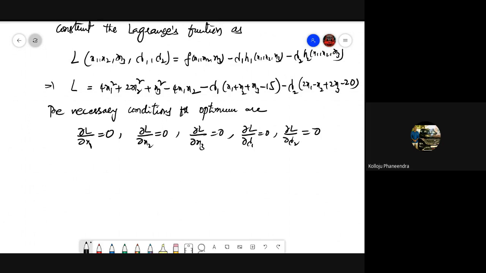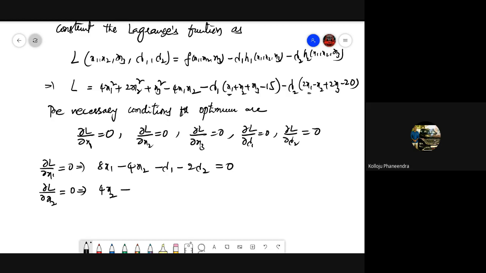Now one by one. ∂L/∂x1 = 0. So what is this? 8x1 − 4x2 − λ1 − 2λ2 = 0, right? The derivative of x1 is 1 here and 2 here, so this one. Next, ∂L/∂x2 = 0. This is 4x2 − 4x1 − λ1 + λ2 = 0, right?